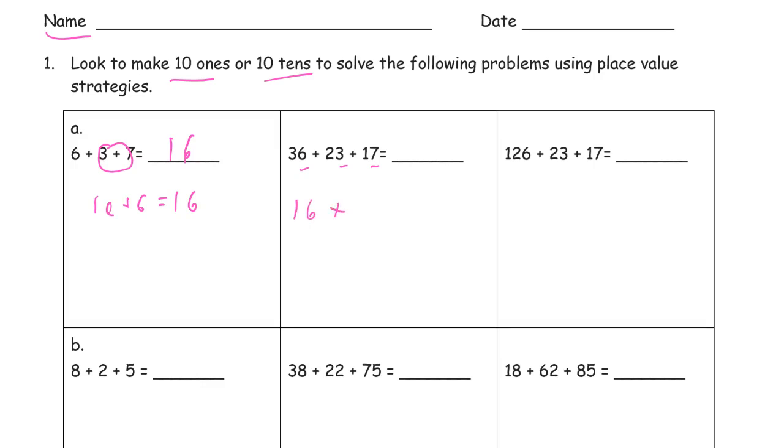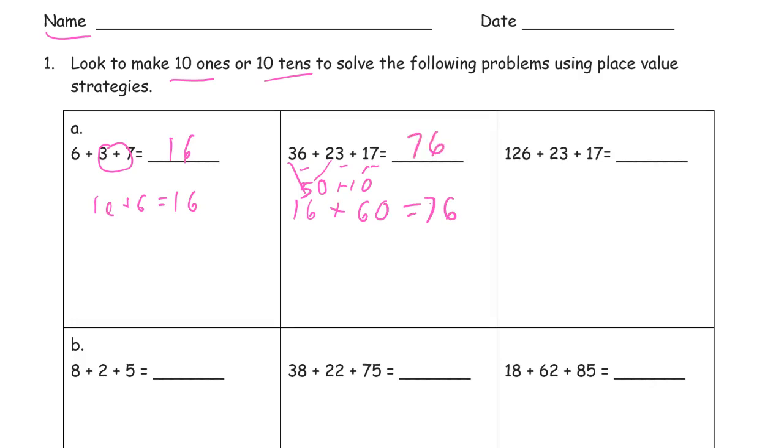Plus, and now we're looking at the tens, which is 3 and 2. That's going to be a 50, and that's 10 more. So 16 plus 60, 76.